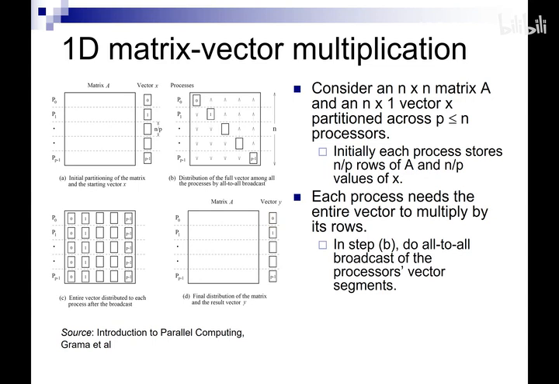So the first step is how the data is initially partitioned among the processes. The step B over here is the all-to-all broadcast. In step C, after the broadcast, all the processes have the entire vector and they do the computation, and after the computation, this is how the result, the output, is going to end up on these processes.